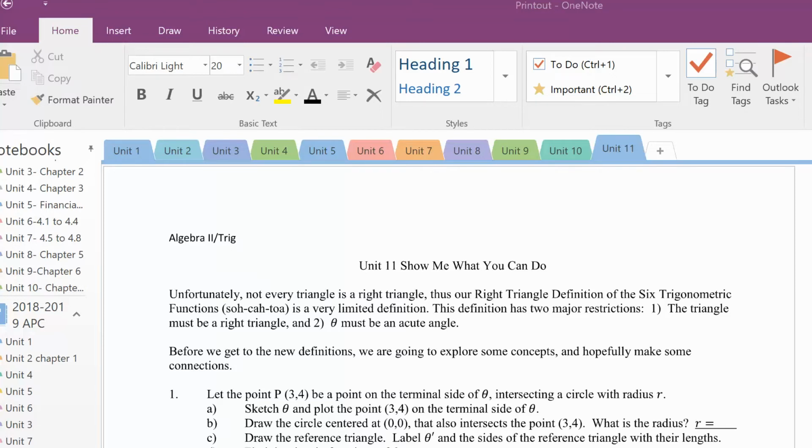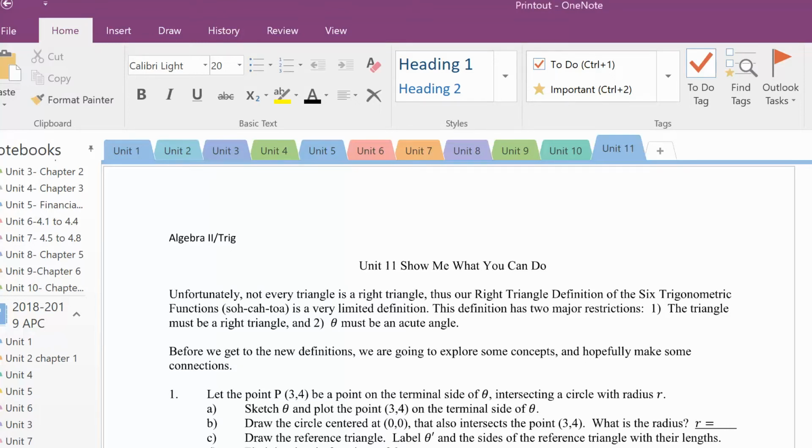Unfortunately, as it says here, every triangle is not a right triangle. Thus, the right triangle definition of the 6 trigonometric functions, SOHCAHTOA, is very limited, just to right triangles, and theta must be an acute angle. Before we get to the new definitions, we're going to explore some concepts and hopefully make sense of connections.